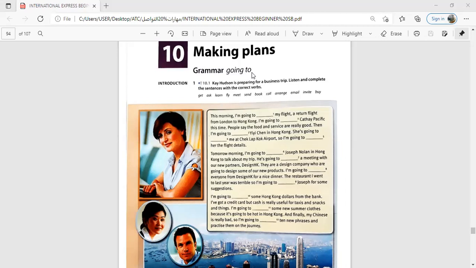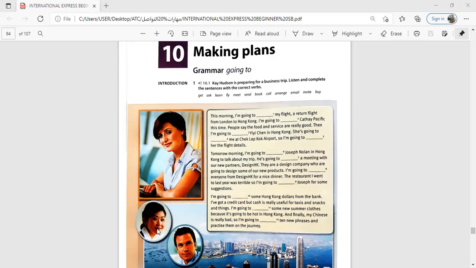Now, starting with number 1, this is Kay Hudson and she is preparing for a business trip. We are going to listen, then we are going to complete the sentences here with the missing verb. The verbs we are going to use, they are get, ask, learn, fly, meet, send, book, call, arrange, email, invite, and buy. Of course, now she is going to meet two people.